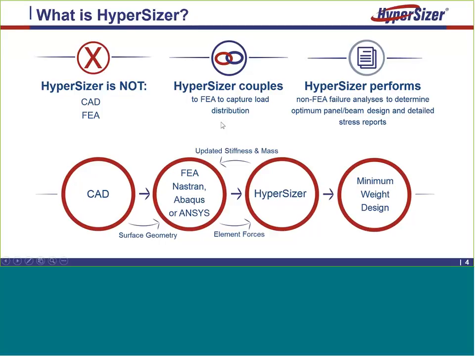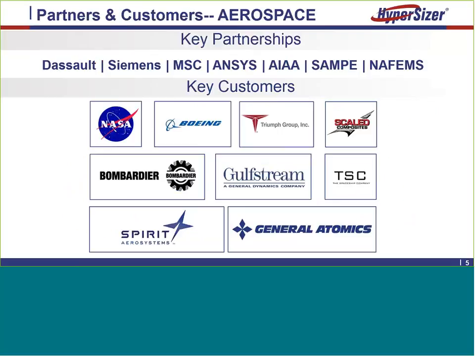The process begins like this, where we have the CAD surface geometry defined by the engineer, at which point an FEA or finite element model is made. That could be Nastran, Abaqus, or ANSYS. And of course, the applied loads are also put on the model. The FEA solution is submitted. Element forces from that solution are provided in HyperSizer. And then as we optimize the different areas of the structure, we will then update the FEA model with stiffnesses and masses. This is an iterative process until the loads converge, at which point we reach minimum weight.